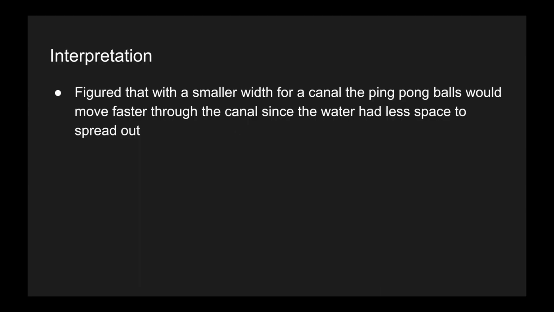Our interpretation of this whole experiment was that with a smaller width for the canal, the ping pong balls would flow faster through the canal since the water had less space to spread out. The reason we figured that would happen was that when you have a wider space, the water can spread out more, especially when it's all the same depth of water. It's all flat. The water will spread out more, leaving less force behind it. It doesn't have as much force going downhill because it's so spread out.